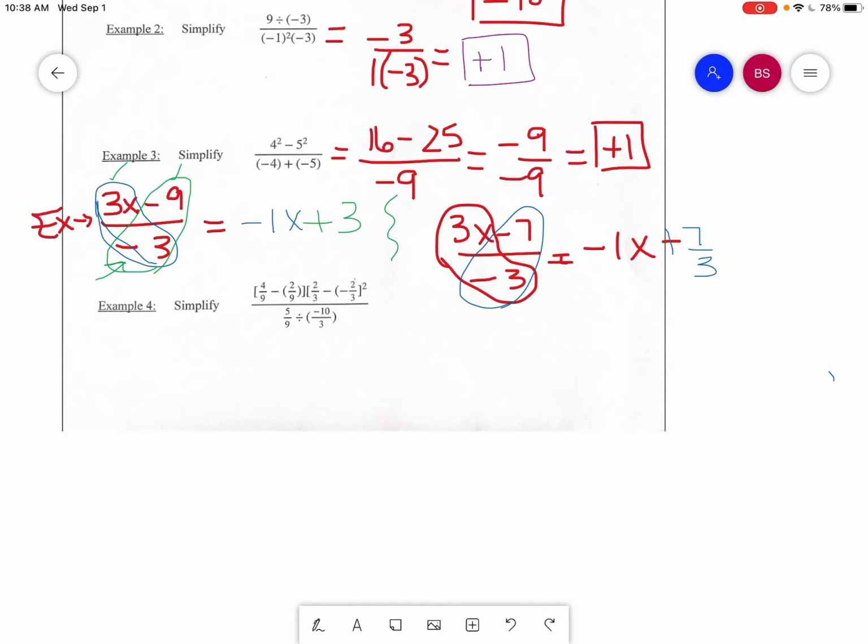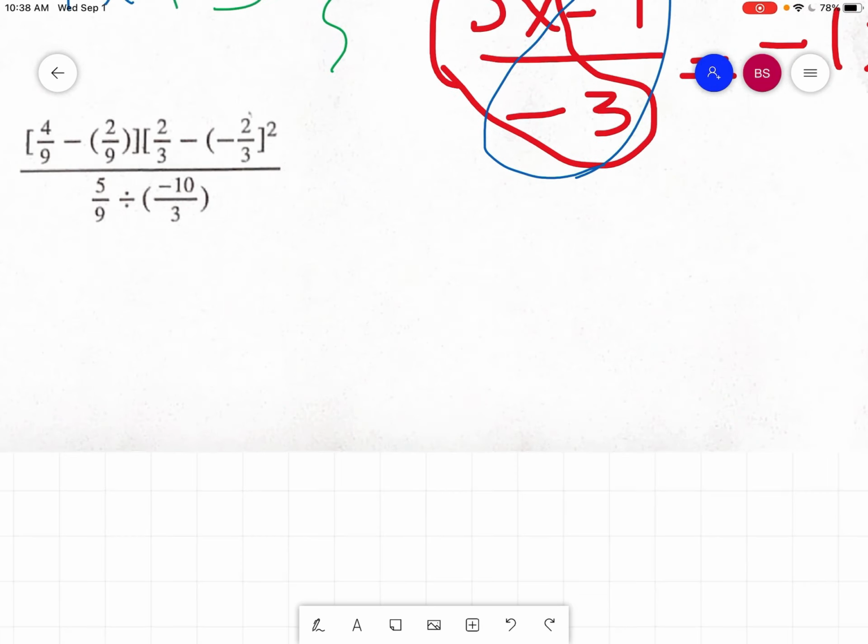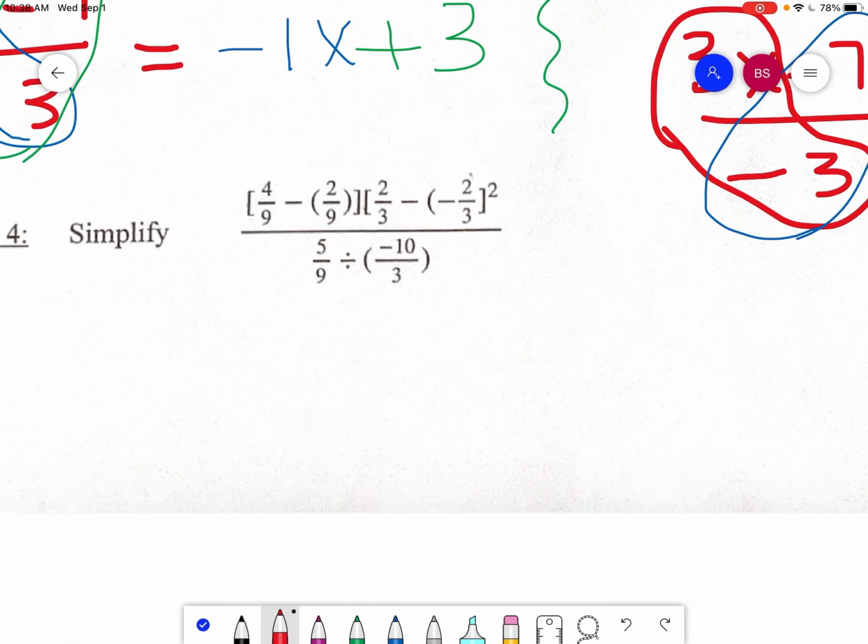And this is example 4. I'm going to zoom in for this because I'm going to need more space. Okay, so this one's crazy, I know, but don't be scared. Okay, 4/9 minus 2/9. That is going to give me 2/9. So that's what I have first. And these brackets here say, hey, do this first. And they're just changing the shape of the parentheses so you don't go cross-eyed.